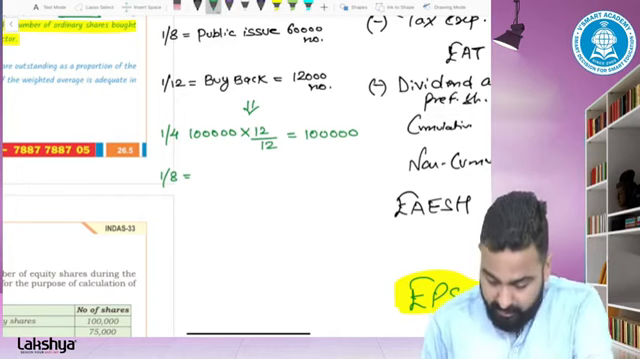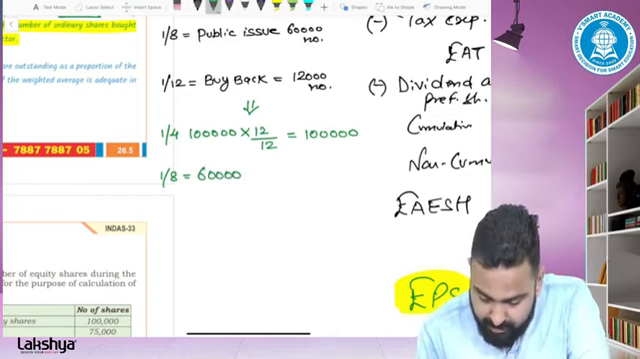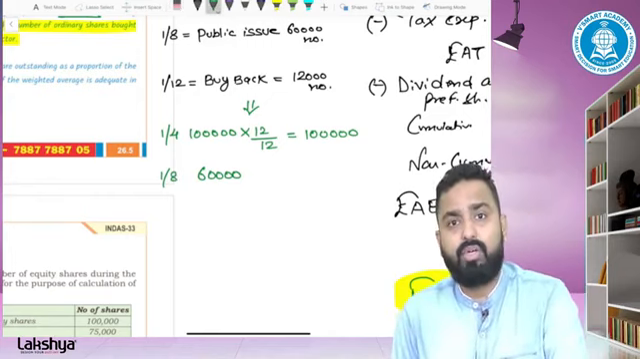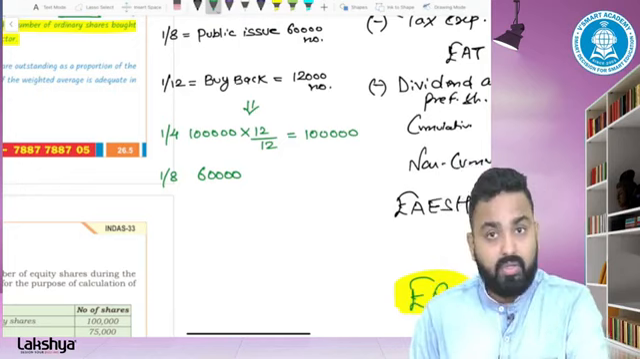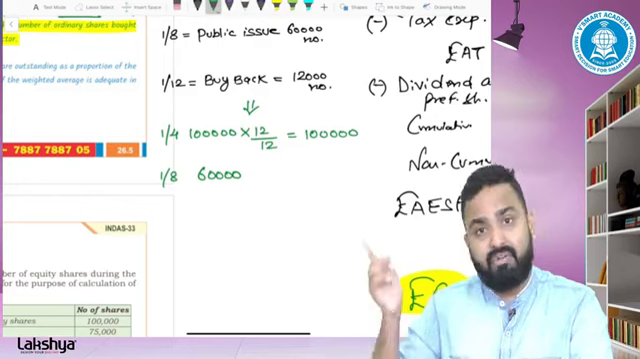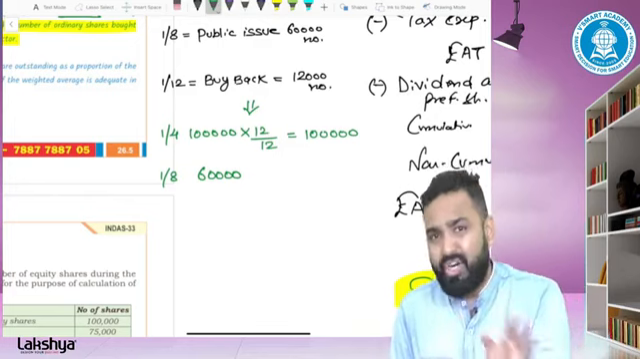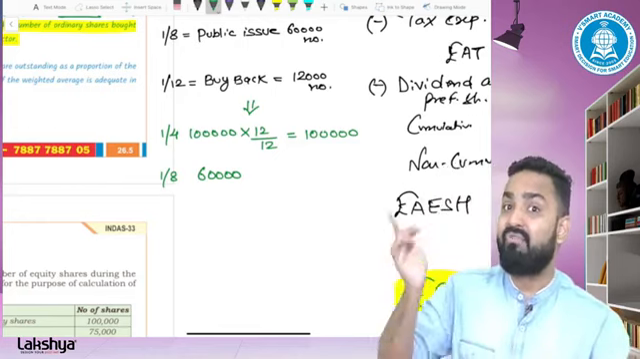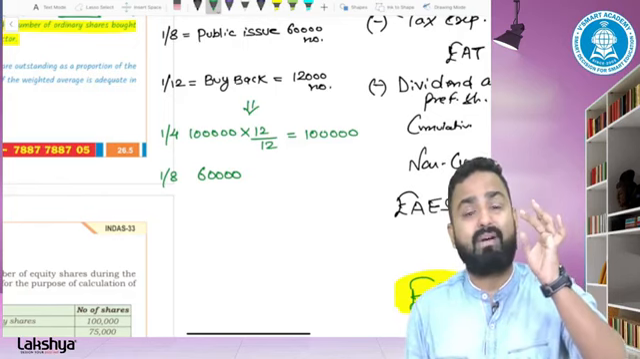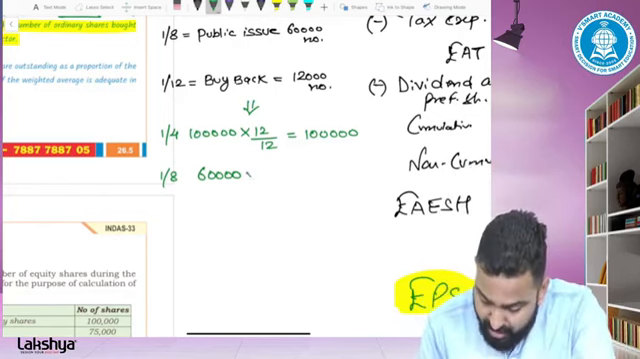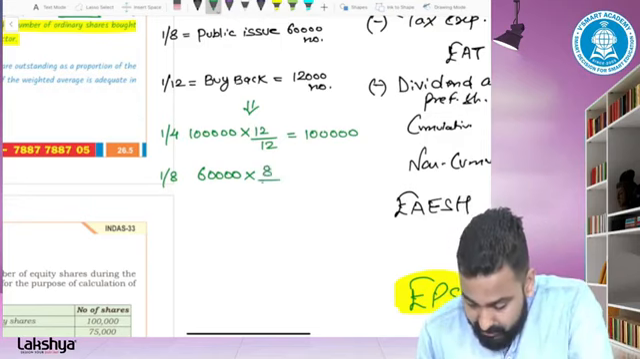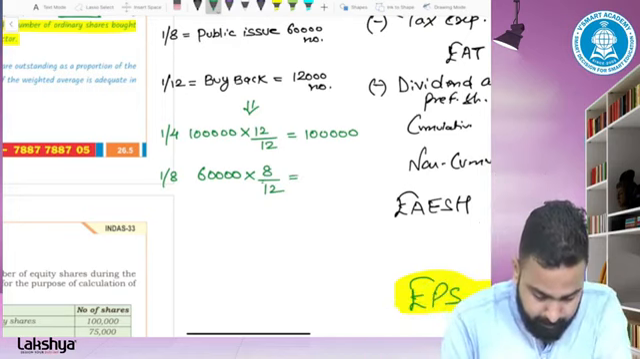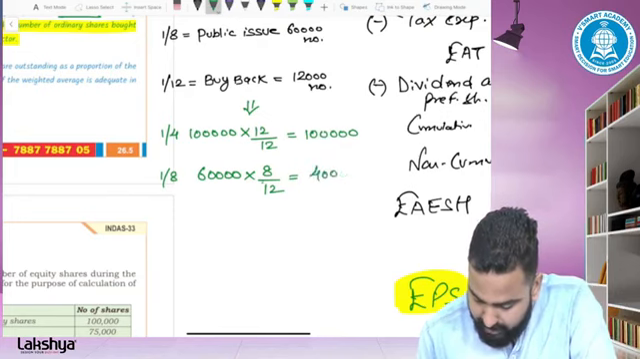On 1st of August, we issued 60,000 numbers, right? Now, we issued 60,000 on 1st August. That means these shares were not at all outstanding in April, May, June, July. These shares were outstanding since 1st August. So, August, September, October, November, December, January, February, March. So, these were outstanding for 8 months in a year. So, 40,000.